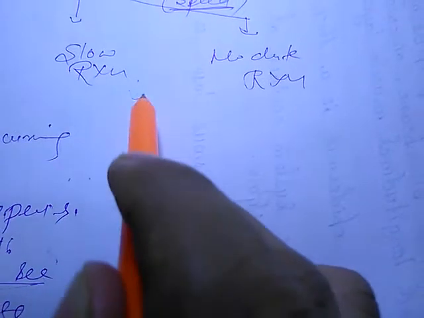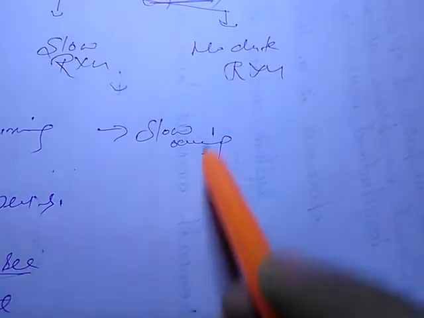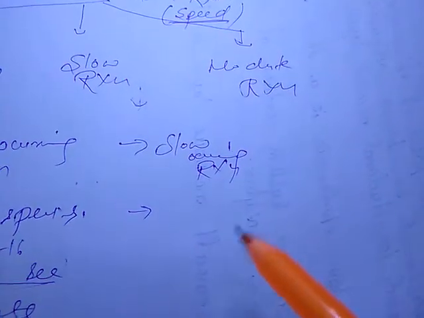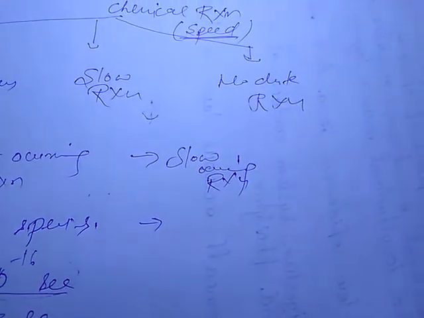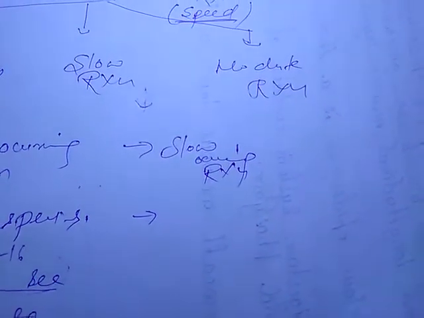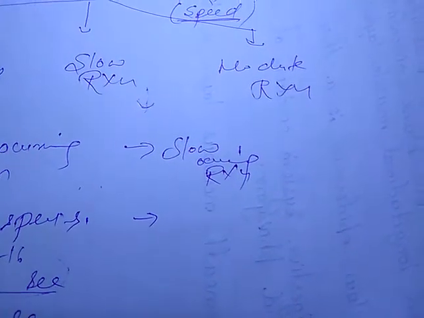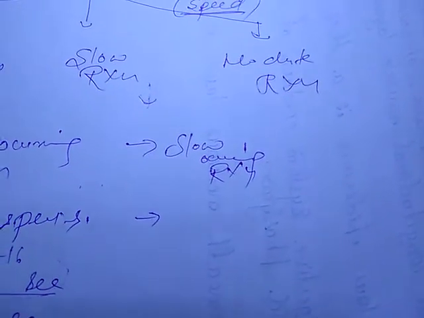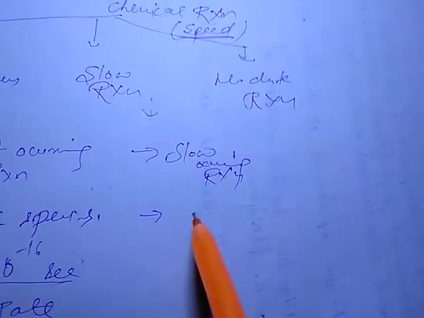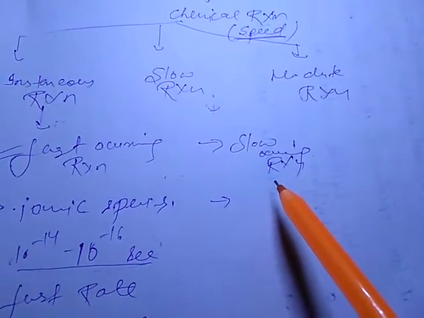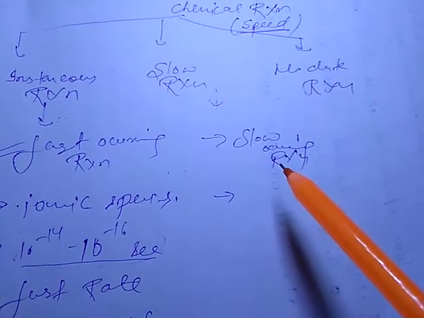Now moving toward the next reaction on the basis of speed, that is the slow reaction. It involves all those reactions which take place over a long duration. It takes a lot of time for completion. So these are slow occurring reactions. Basically these reactions involve either ions or molecules or both ions and molecules. It is not fixed that the reaction contains ions or molecules; it can be any among them or both.